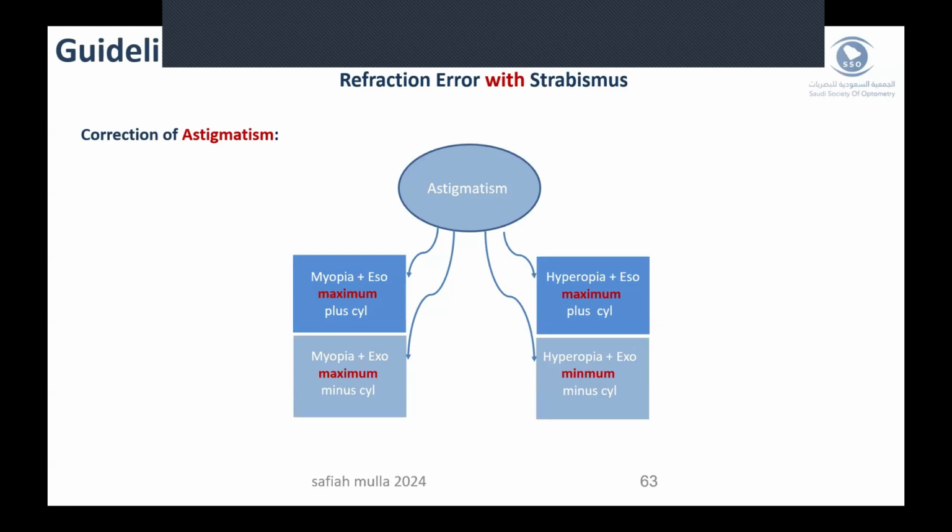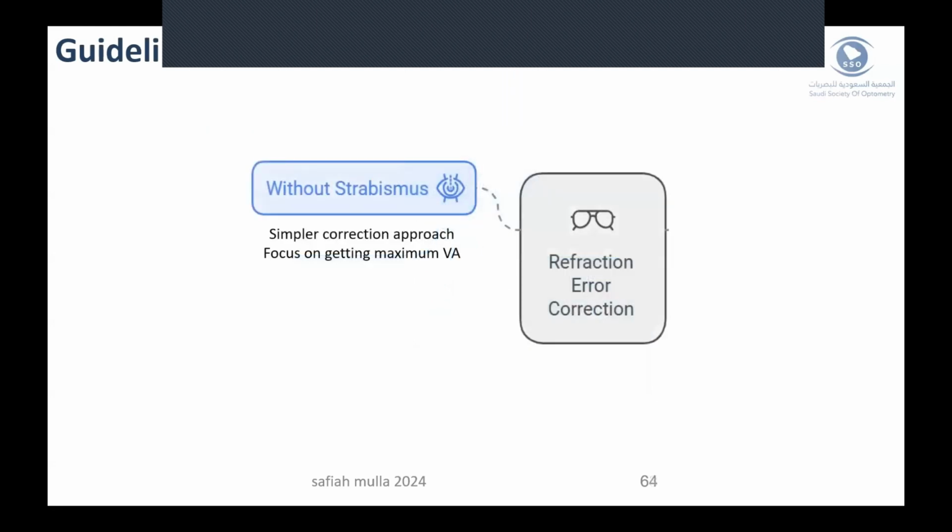That's strabismus. Okay. So now we're dealing with refraction without strabismus. So it's going to be simpler corrections, but the approach focuses on getting maximum visual acuity. Our aim will be getting maximum visual acuity with a comfortable visual system, or comfortable visual ability, for the child.